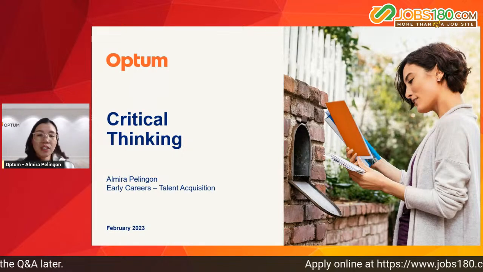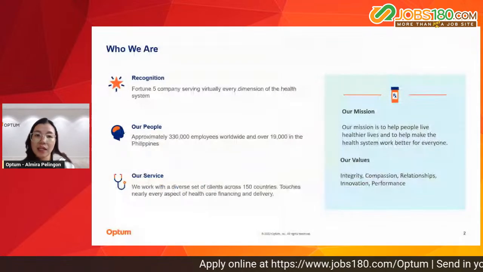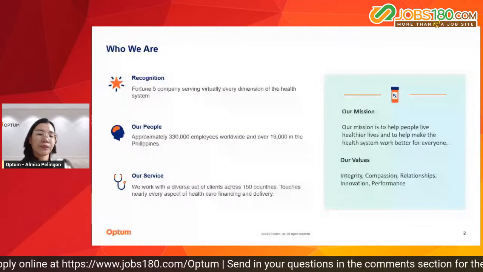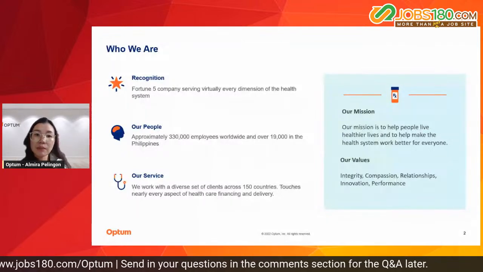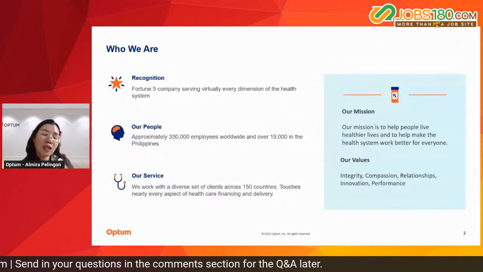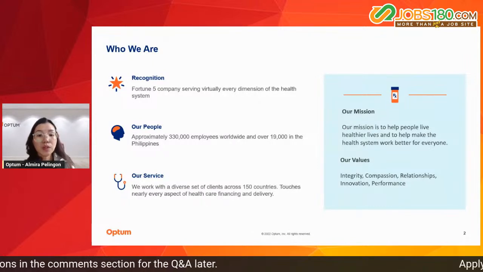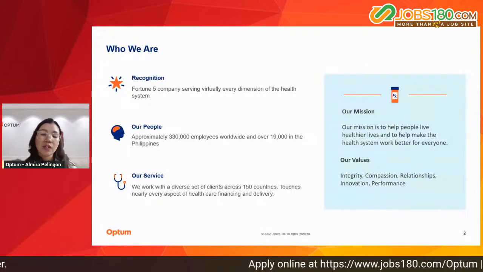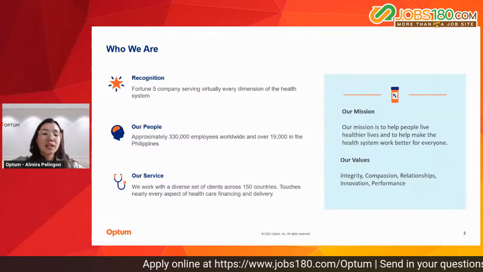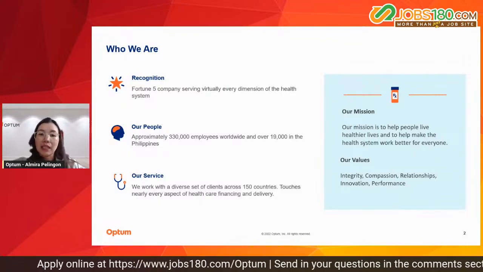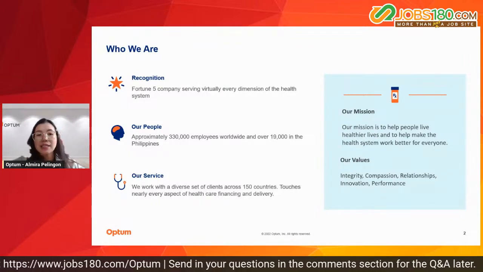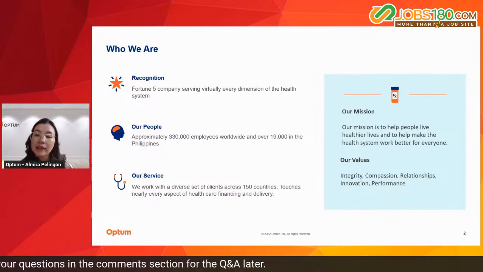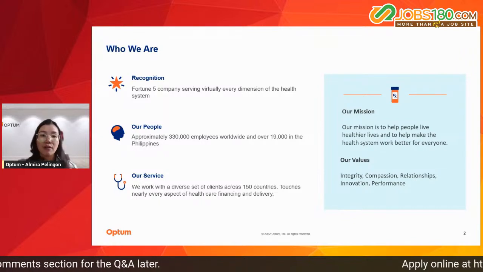So if you're not yet familiar with Optum, we are a United Health Group company, which is the largest health insurance provider in the US. So who we are: a Fortune 5 company serving virtually every dimension of the health system, and we are approximately now at 330,000 employees worldwide and over 19,000 in the Philippines. So we work with a diverse set of clients across 150 countries, and we touch nearly every aspect of healthcare financing and delivery. And of course, in our day-to-day tasks, we have one mission in mind. It is to help people live healthier lives and to help make the health system work better for everyone.